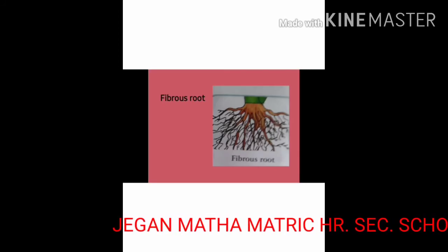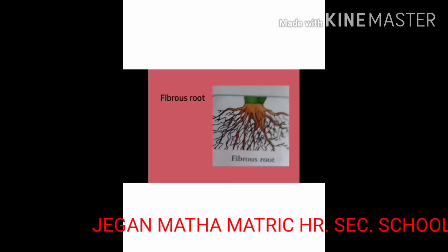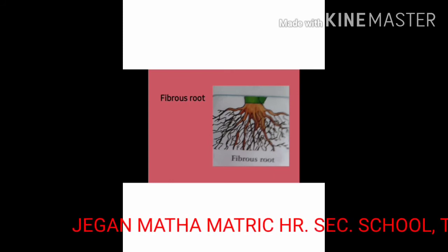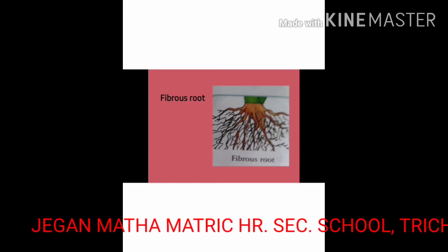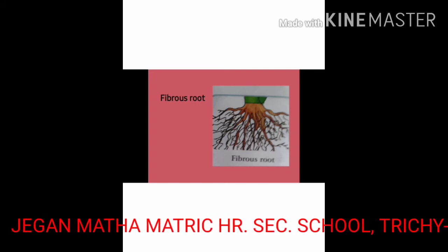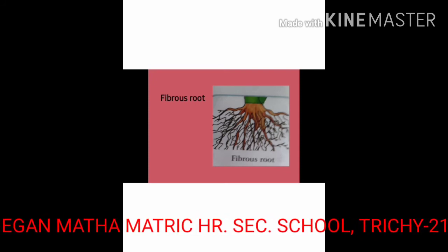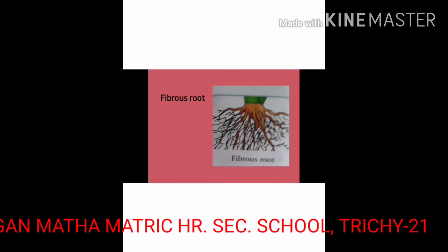So children, the fibrous roots consist of several long and thin roots growing in a bunch. For example, grass, wheat, and rice having the fibrous root system.